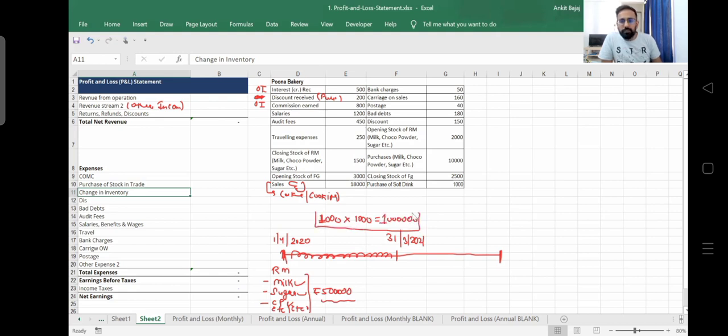Now, further, I want to discuss a few more things with you. Here, Pune Bakery has purchased raw material of 5 lakh and they are able to produce 1,000 cakes, right? And they are able to get revenue of 10 lakh rupees during the year, right?